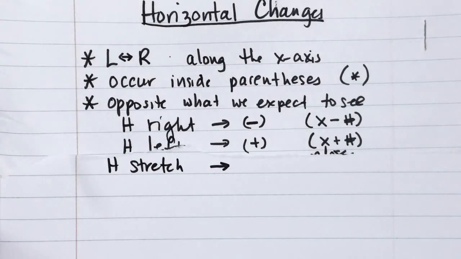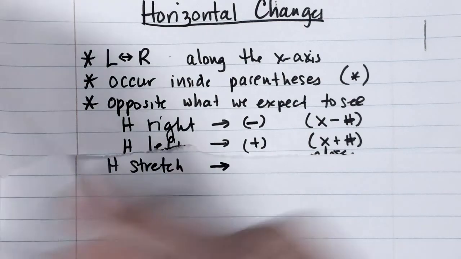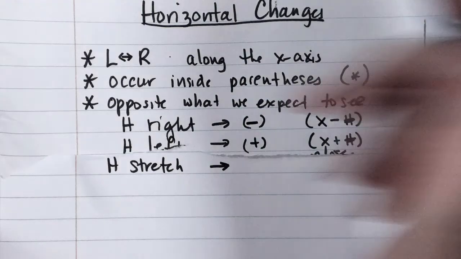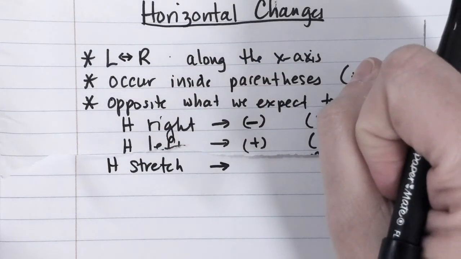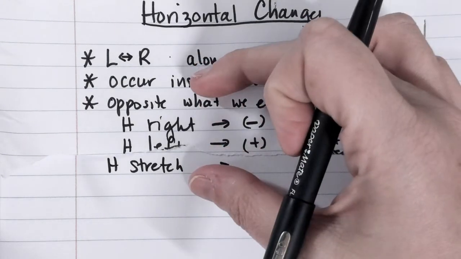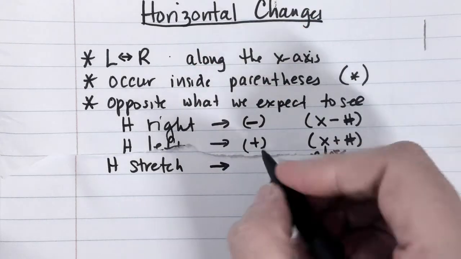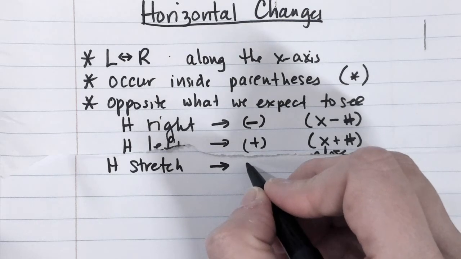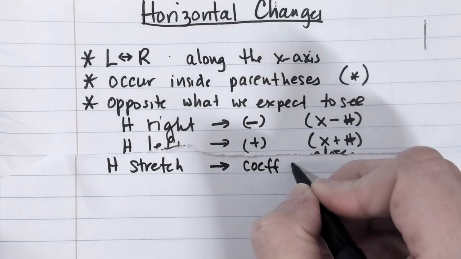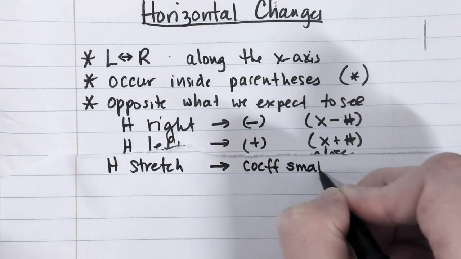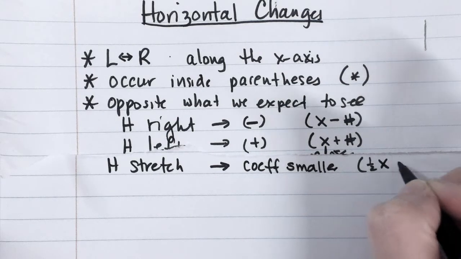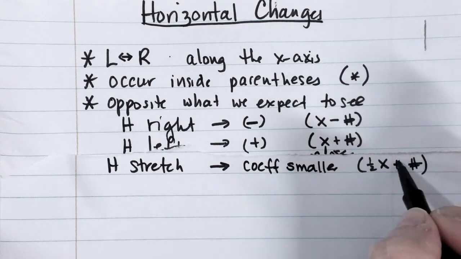Okay. So when I have a vertical stretch, the value in front of x gets bigger. And again, that's outside the parentheses. But with a horizontal stretch, the number, let's call it the coefficient, gets smaller. So it will be like 1/2 x plus a number, or 1/2 x.